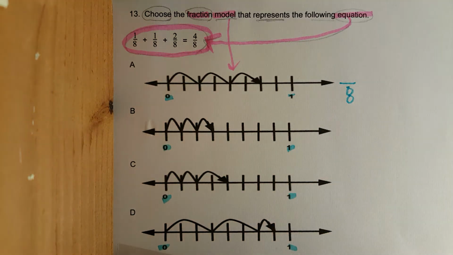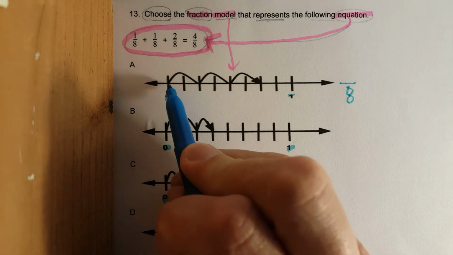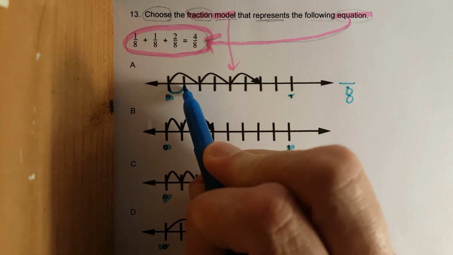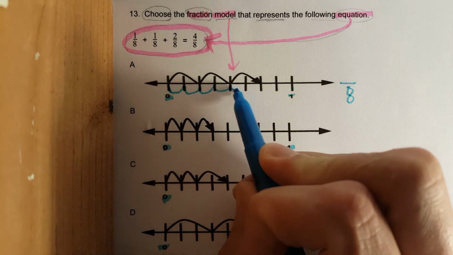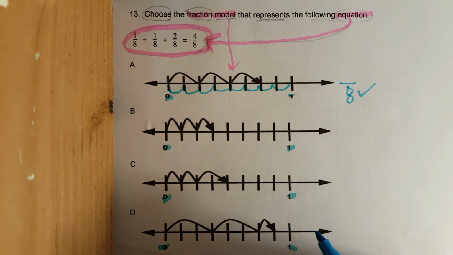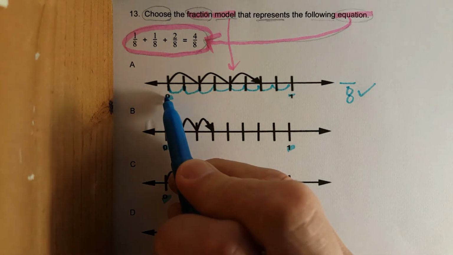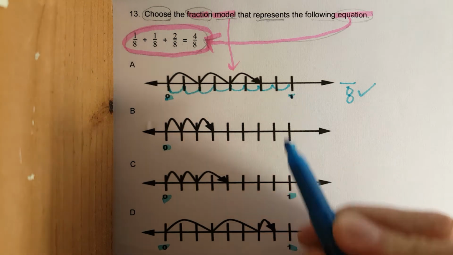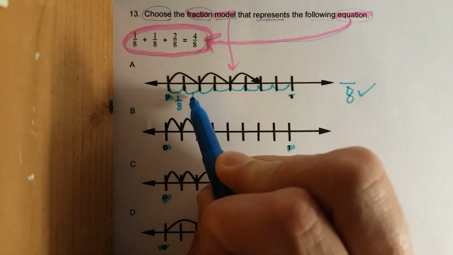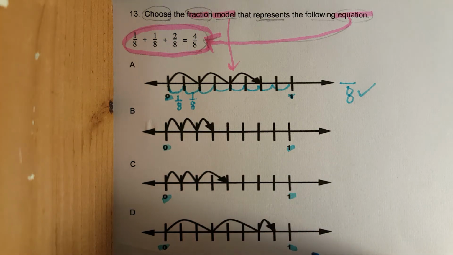for the denominator. This is how I do it. Notice how I'm doing it on the bottom. So make sure you do it on the bottom too. 1, 2, 3, 4, 5, 6, 7, 8. Check. Okay. Let's double check for every single one. Notice how I went from 0 to 1. Okay. So each one of these would be 1 over 8.